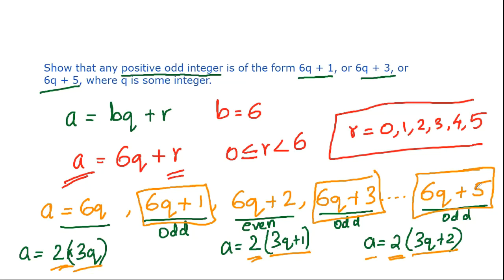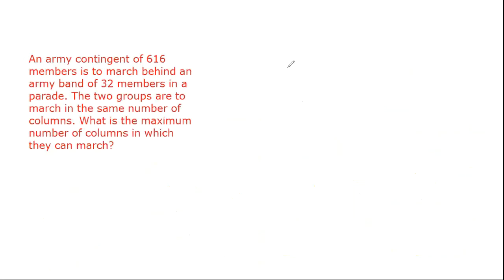So we can say that any positive odd integer can be written in the form of any one among them: 6q plus 1, 6q plus 3, or 6q plus 5. Hence the answer. Now let's come to the next question.